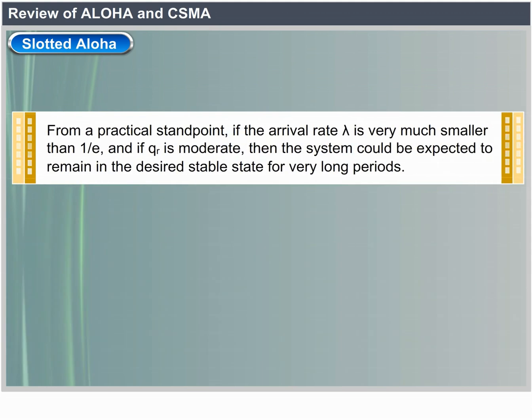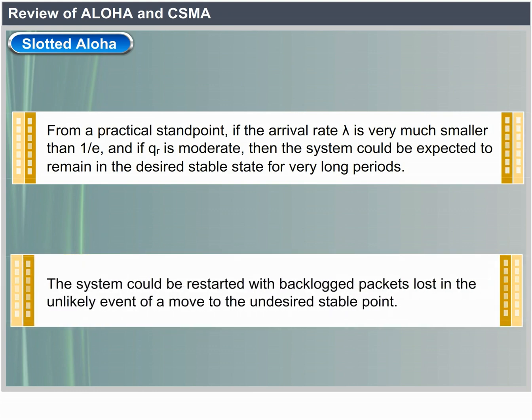From a practical standpoint, if the arrival rate lambda is very much smaller than 1/e, and if qr is moderate, then the system could be expected to remain in the desired stable state for very long periods. In the unlikely event of a move to the undesired stable point, the system could be restarted with backlogged packets lost.